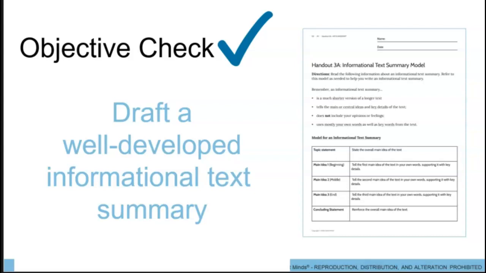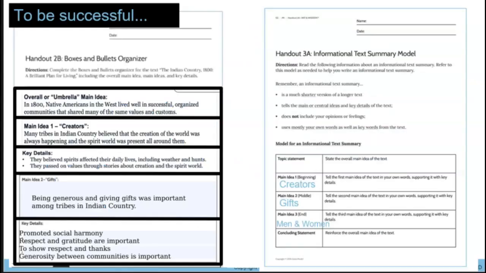All right, objective check. Today we are going to draft a well-developed informational text summary. Handout 3A will give you a very detailed outline that we just reviewed. To be successful, we're going to need to get our workbook so we can see these 2 really important pages. So please pause the video if you do not have your workbook with you right now and go and retrieve it.